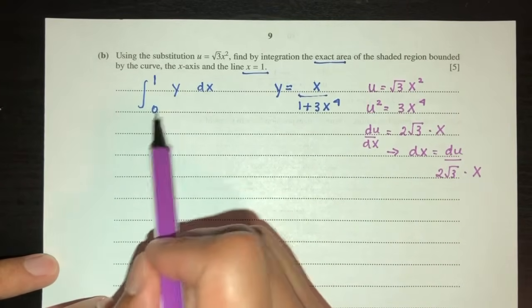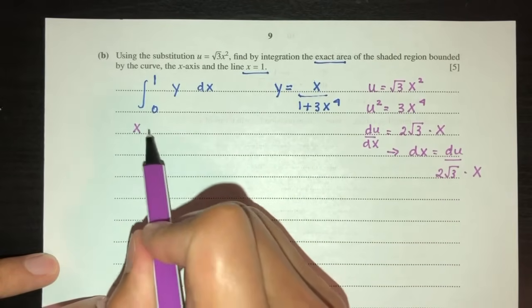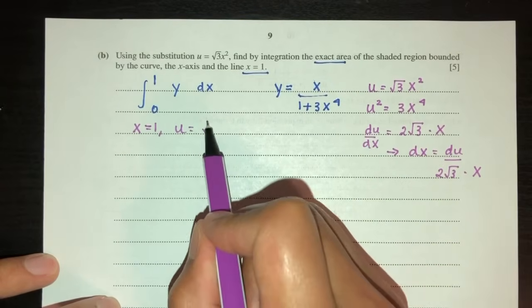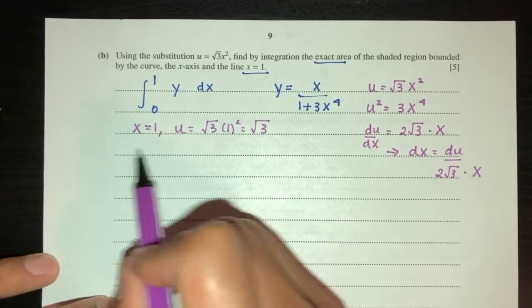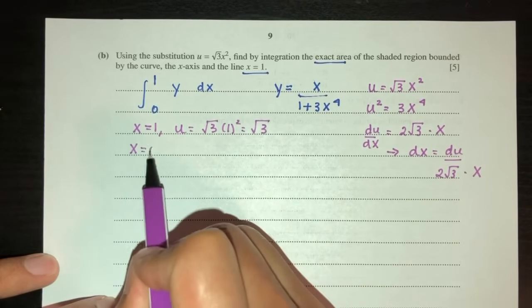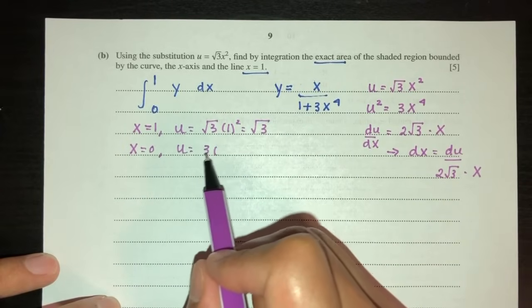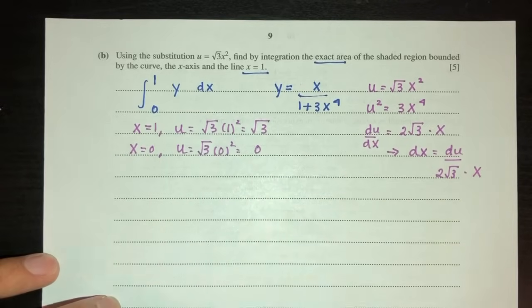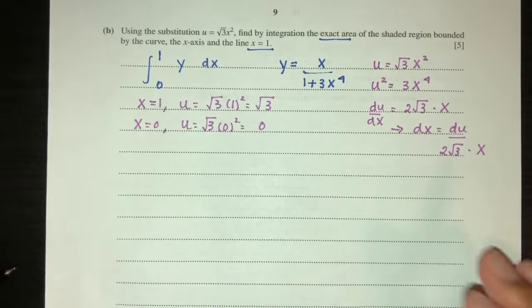This is the limits for x. We have to change it to u. So for the value of x equal to 1, the value of u will become u equal to root 3 times 1 squared, that will be root 3. Now for the value of x equal to 0, u will equal to root 3 times 0 squared, that will become 0. So your new limits will have been changed to these two values.